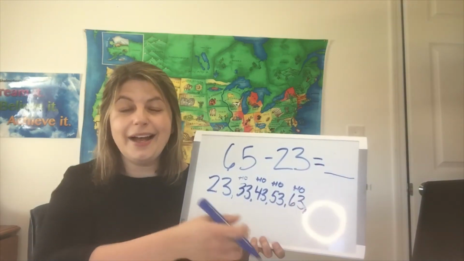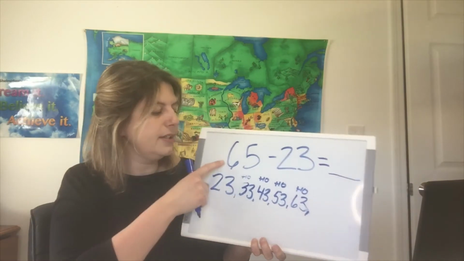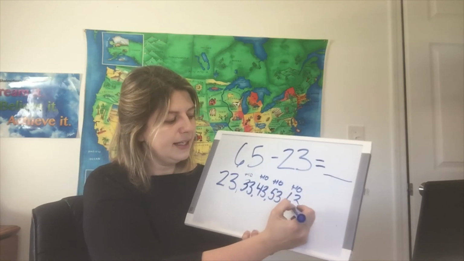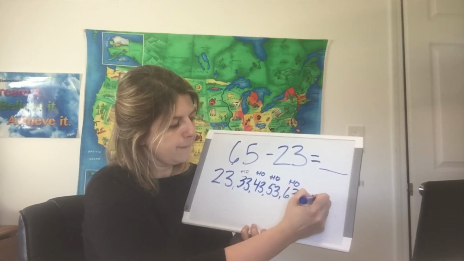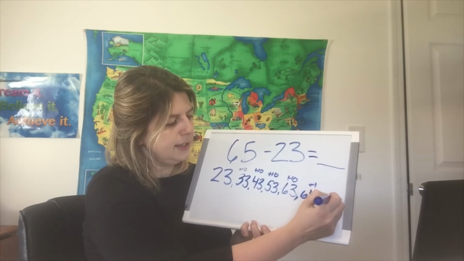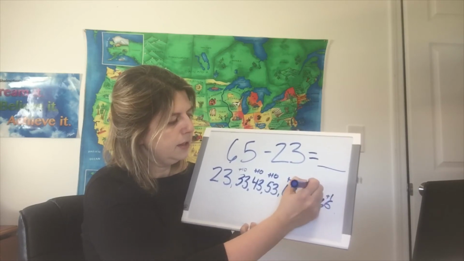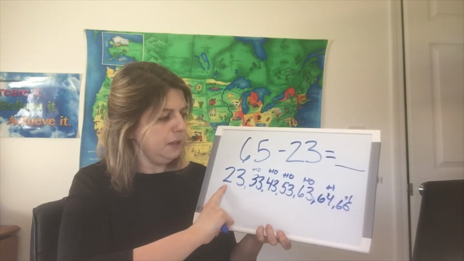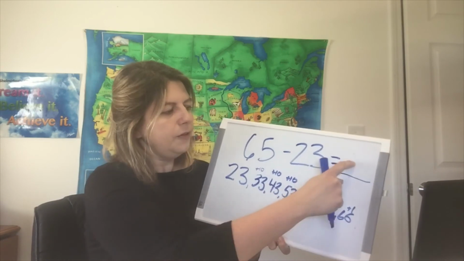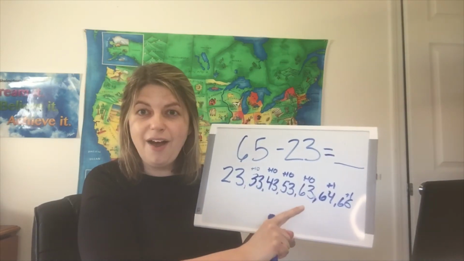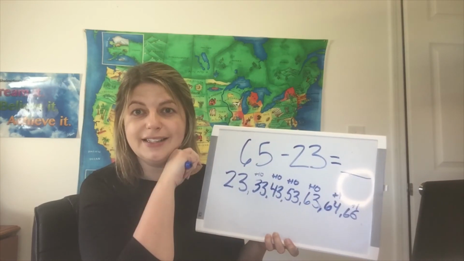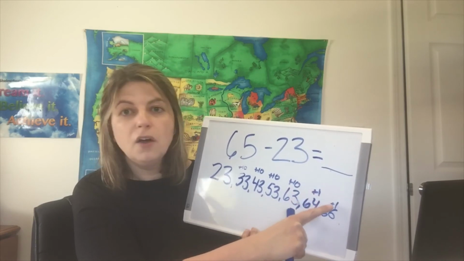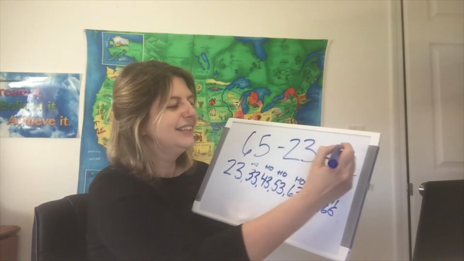Now if I add another 10, I'm going to hit 73, and that's too much because I only have to go to 65. So now I'm going to switch gears and start counting by ones. 64 and 65. So now I've kind of created a number line going from 23 to 65. And in order to figure out what goes here, all I have to do now is count up what I added across the top. So 10, 20, 30, 40, 41, 42. It's pretty exciting.